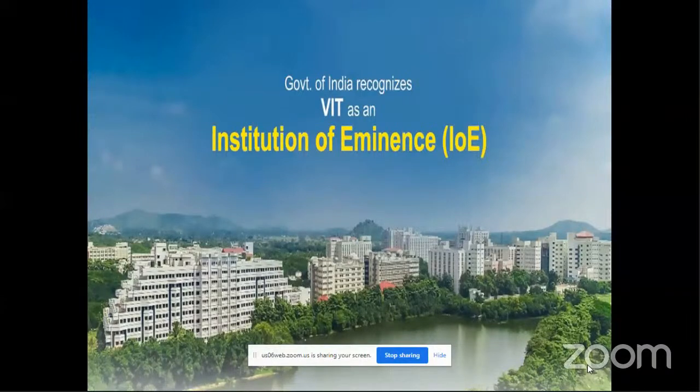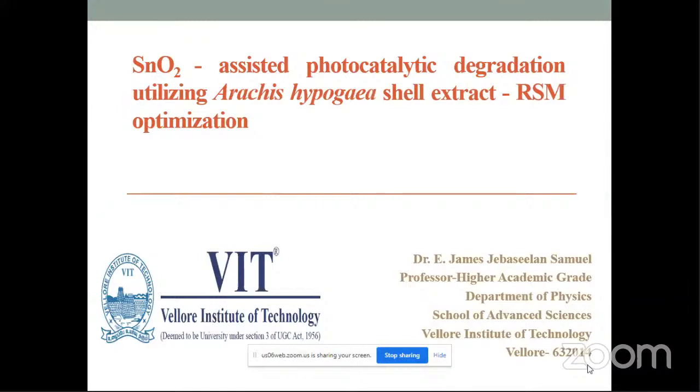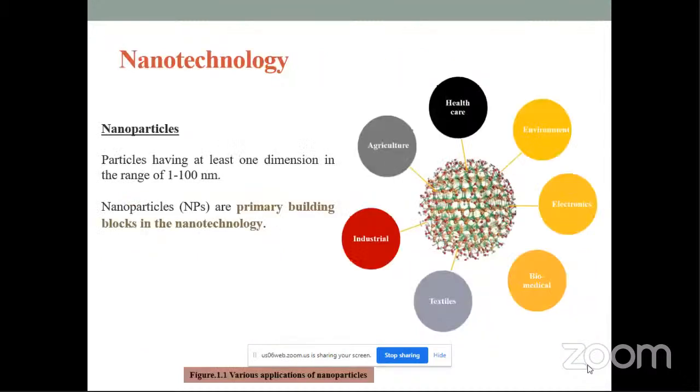I'm very sorry. So I thank the organizers for giving me the opportunity to talk about nanoparticles in this particular conference. I'm presently the professor and head of the Department of Physics of VIT University, and VIT is an institution of eminence recognized by the Government of India. The title that I'm going to talk about is SnO2 assisted photocatalytic degradation utilizing Arachis hypogea shell extract, RSM optimization.